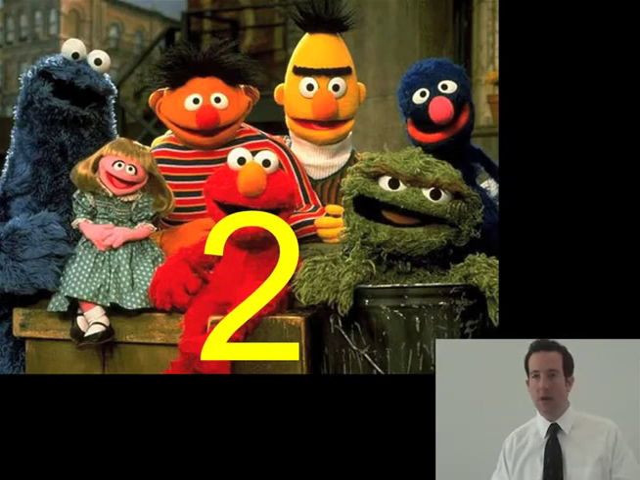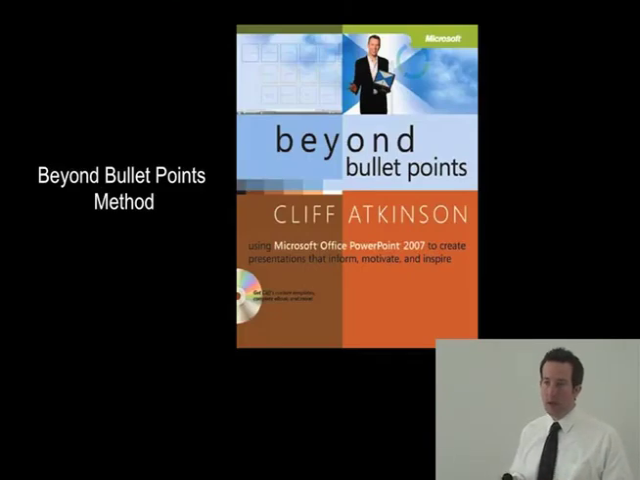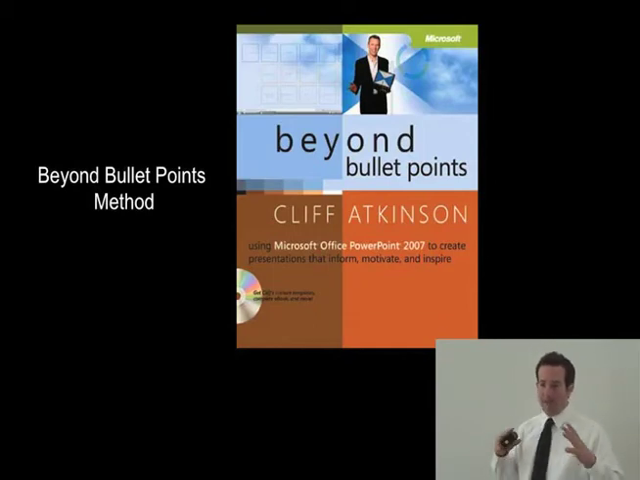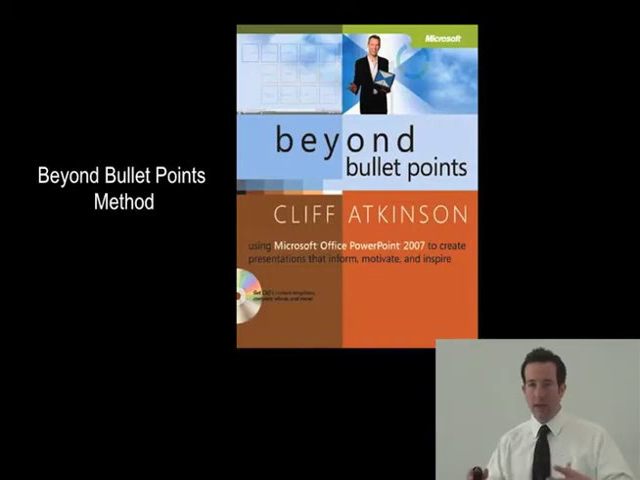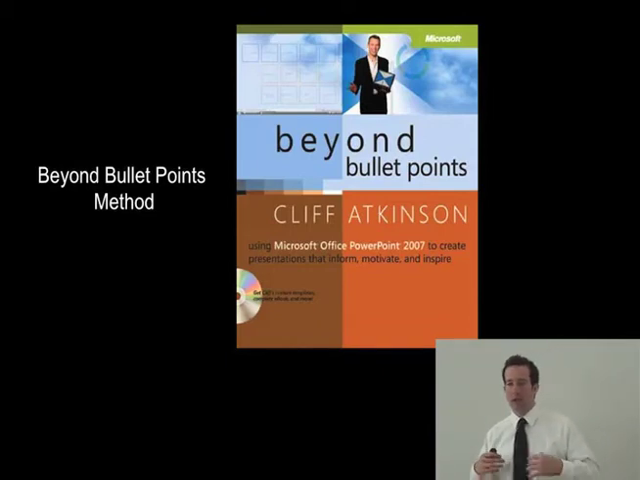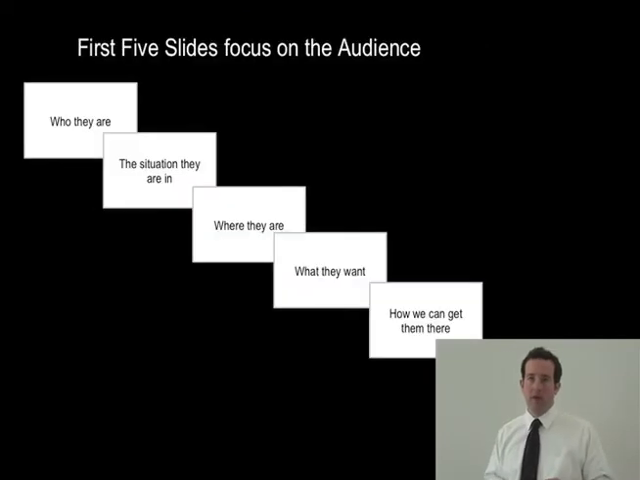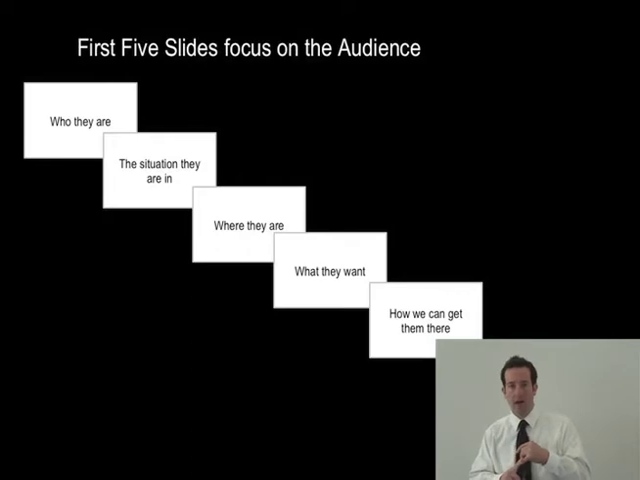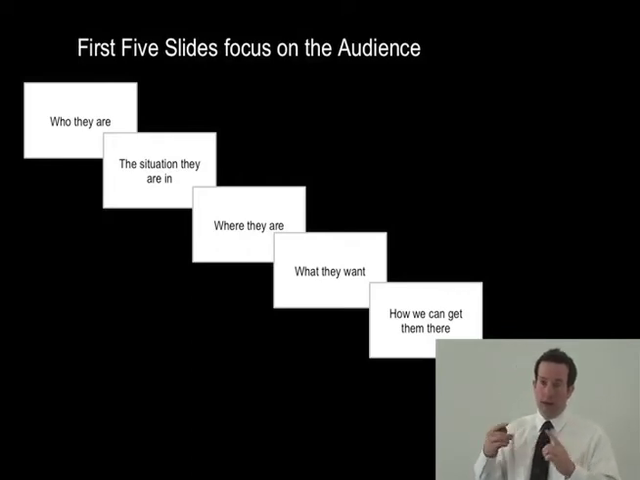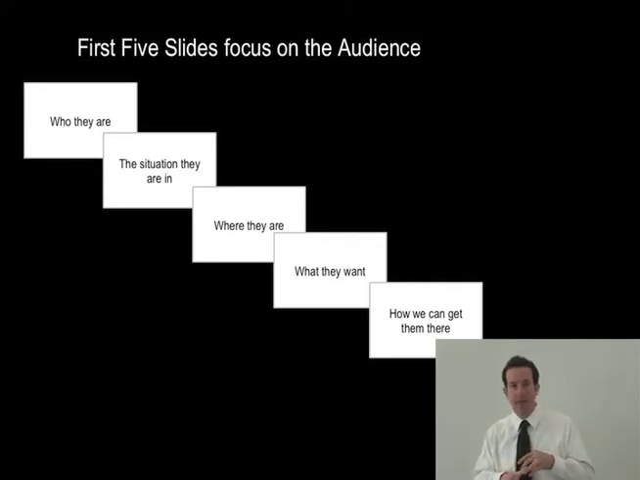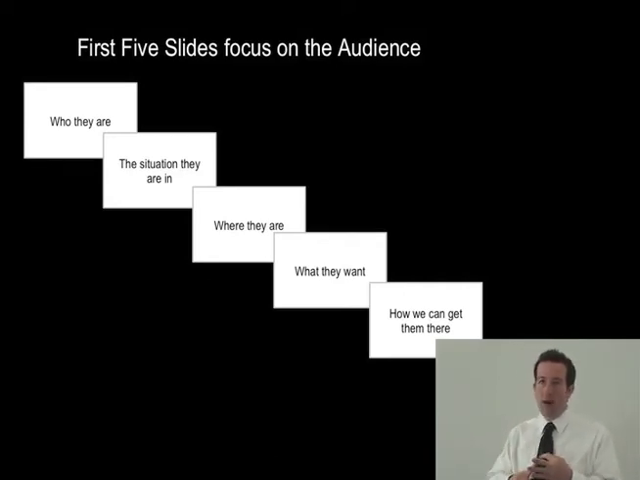So the second thing we're going to talk about is focusing on our audience. This is the Cliff Atkinson Beyond Bullet Point method. It is a 5-slide introduction to ensure that your audience knows that you're focused on them from the very beginning. First, they want to know who they are, but in reality it's who you think they are. They want to know what situation they're in. They want to know where they are.